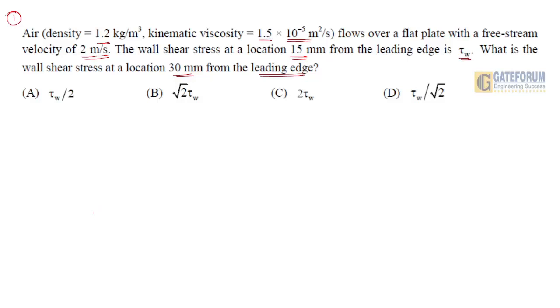Option A, tau W by 2. Option B, root 2 tau W. Option C, 2 tau W. Option D, tau W by root 2.